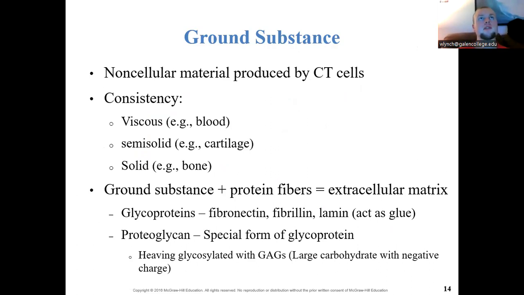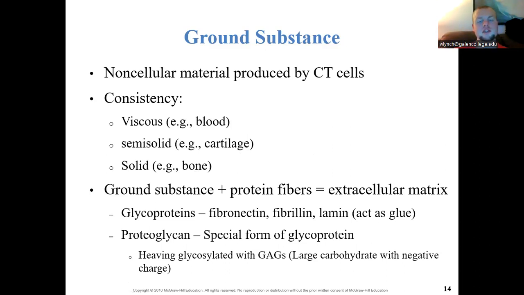Next is ground substance. Ground substance is going to be at the basement membrane of places like epithelial linings. It's going to be non-cellular, and it can exist in several different forms. It can be viscous, like in the form of blood. It can be a semi-solid, which is in the form of cartilage, or it can be in a complete solid, such as that of compact bone.